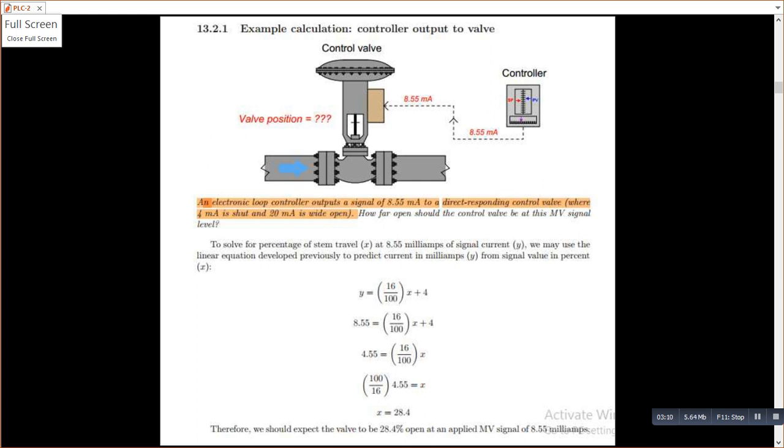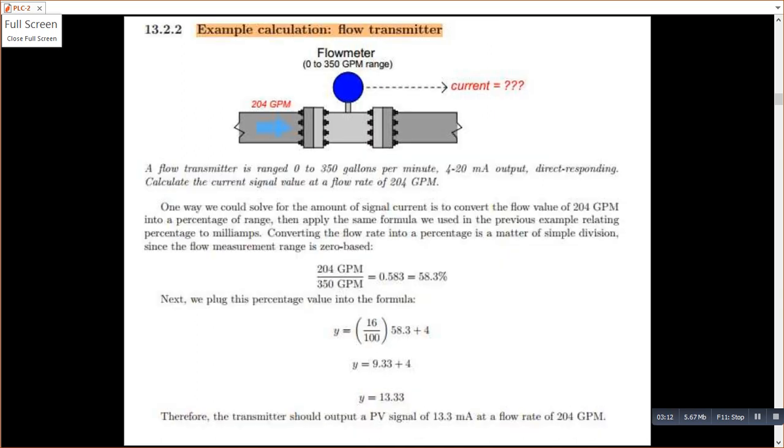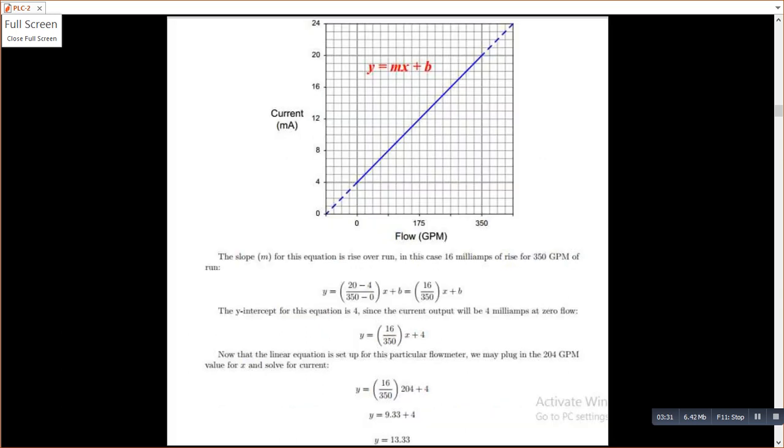Similarly, we have a flow meter which is calibrated from 0 to 350 GPM, and if we are getting 204 GPM flow, then the current would be 13.33 milliampere according to this formula, and this would be the graph which shows that we get 13.33 milliampere according to this formula.